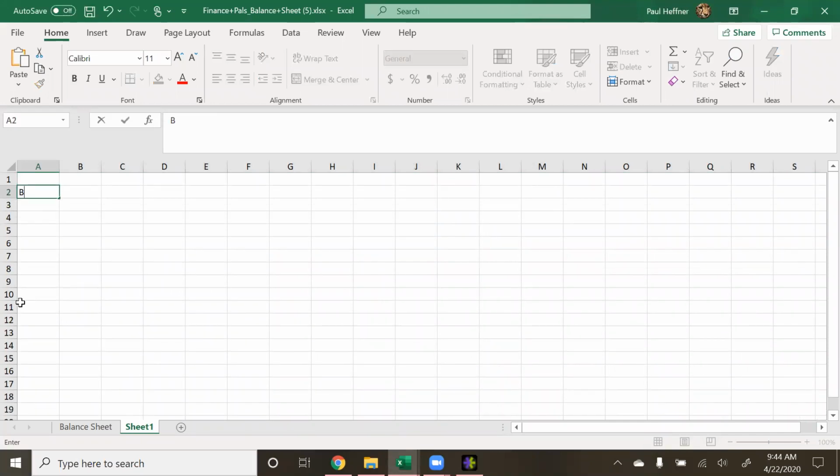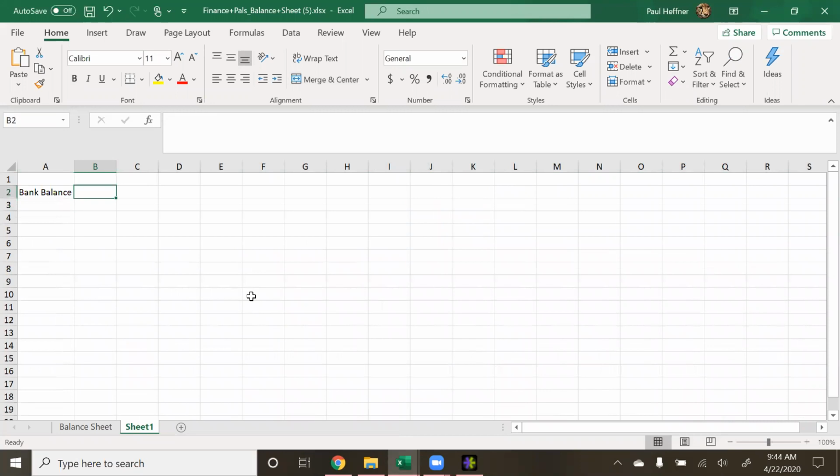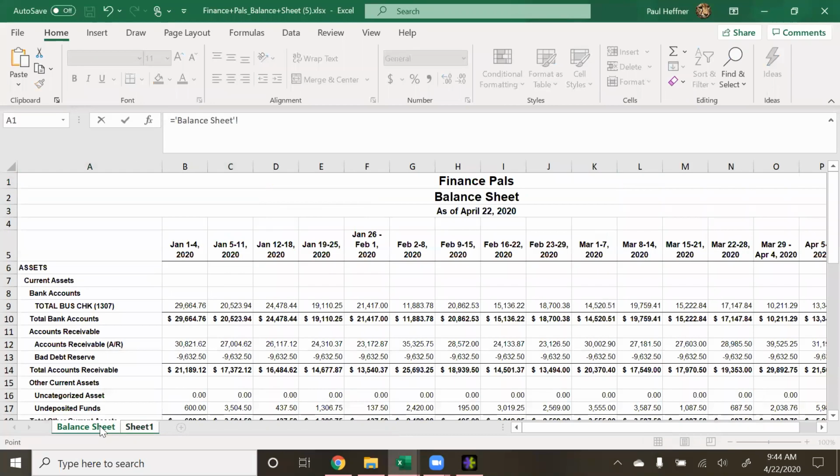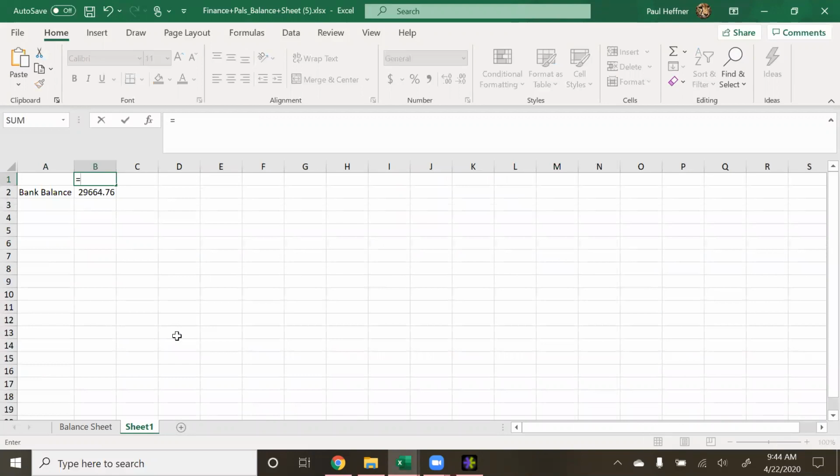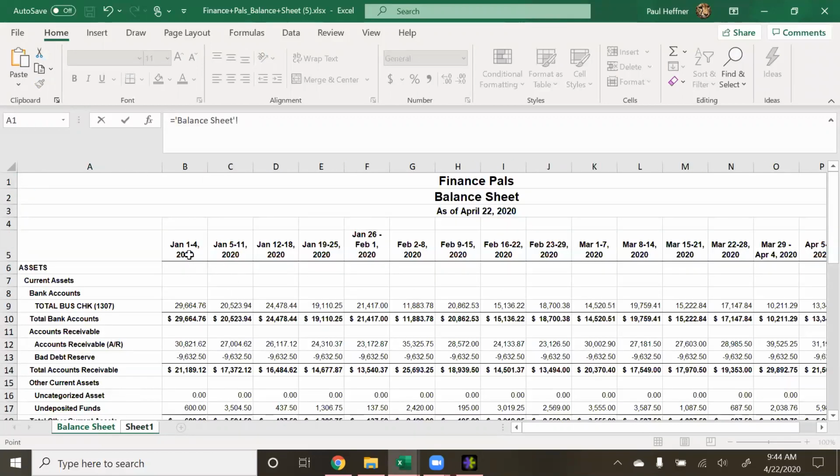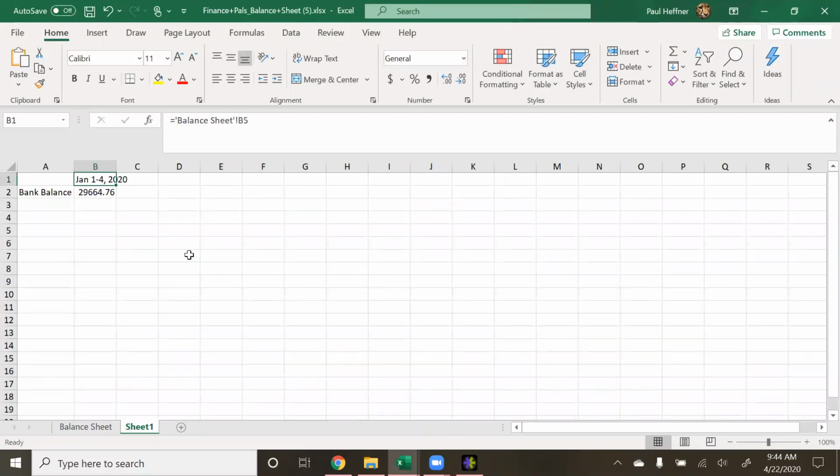So the most important part of the cash forecast is starting with your cash. So let's pull in our weekly cash balance. On the balance sheet, this would be your total bank accounts. And we'll pull in the date here as well. And we'll pull these across.